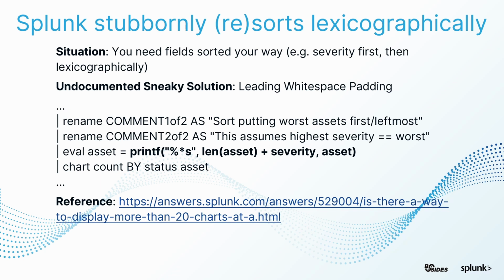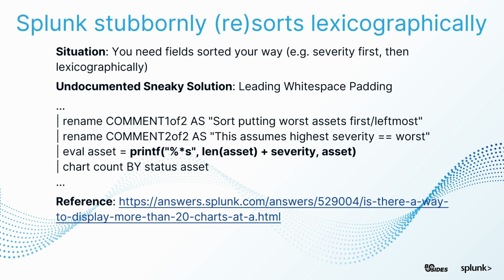Splunk is very set on sorting lexicographically. Sometimes if you think you've gotten away from it, you haven't. It'll always come back and resort for you. So in this situation, you need to sort fields by severity and then lexicographically. So within that severity, it will be sorted lexicographically. We were having trouble finding a way to do this, and we realized that we could pad and cheat the system by adding white spaces leading up to our field values.